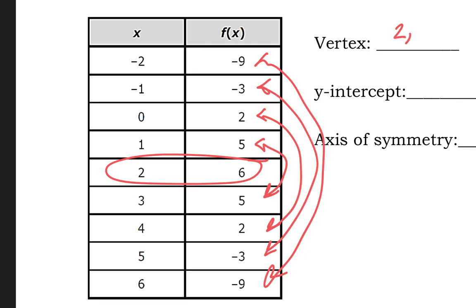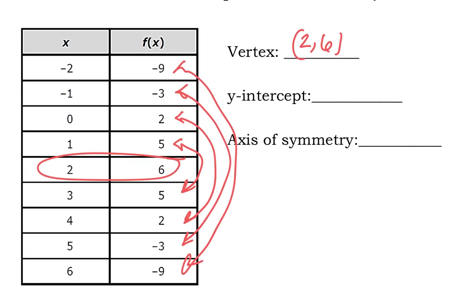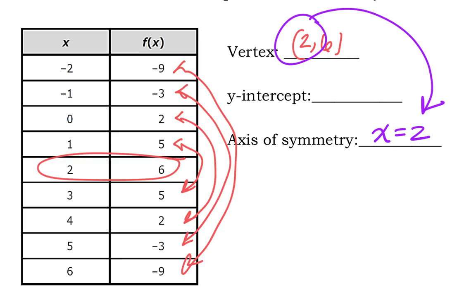It's at 2, 6. Now that you have your vertex, we should know the axis of symmetry. What's the axis of symmetry? 2. Because these two always match. All right, y-intercept. Remember, your y-intercept is in the form of 0 and then a y value. What is your y-intercept from the table? 0, 2. This is your y-intercept.